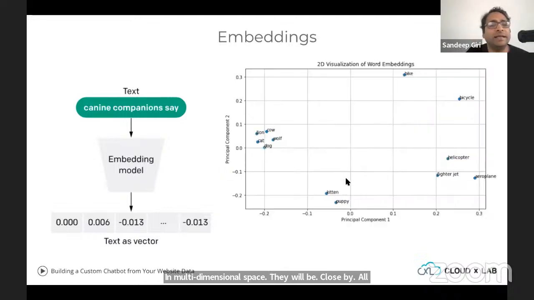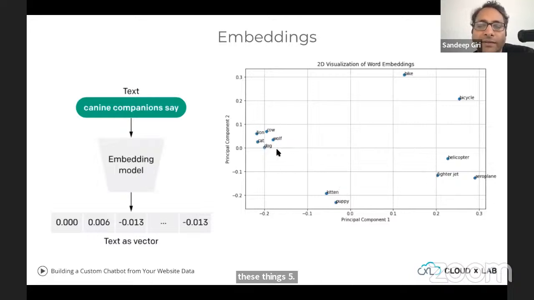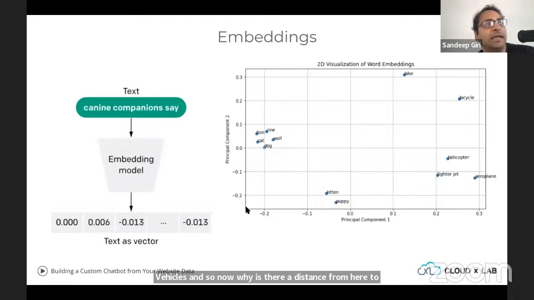Now, similarly, here is another example to give you a visualization. Lion, cow, wolf, cat, dog, they kind of belong together, while kitten and puppy also belong together. Now, these and these things should be closer, while these things are far away. These are vehicles and so on. Now, why is there a distance from here to here? The reason is that there might be a z direction, like the third dimension, from which this will be close by. Okay, so this will be close by while they will be far away.